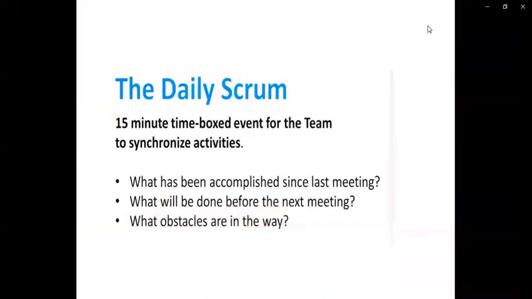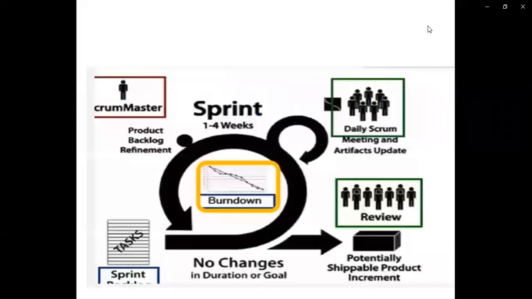Okay, then the daily scrum, I told you, is a 15 minute time-boxed event for the team to synchronize the activities: what has been accomplished from the last one to the next one, what exactly we want to do, what will be done before the next meeting. That means what exactly the plan is to execute the task, and what obstacles are there. If there are any, then how we are going to handle them. So these are all things we have to perform in this particular role of the scrum master.